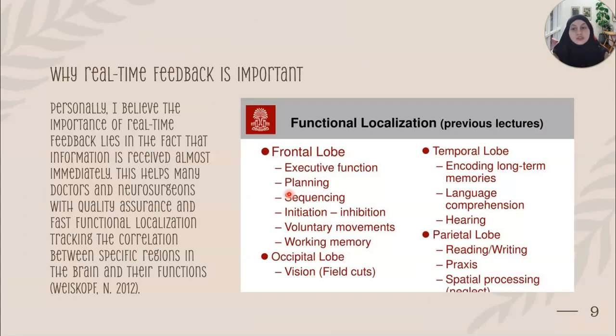Personally, I believe the importance of real-time feedback lies in the fact that information is received almost immediately. This helps many doctors and neurosurgeons with quality assurance and fast functional localization, tracking the correlation between specific regions in the brain and their functions. I didn't know what functional localization meant, so I searched it up myself, and it's the correlation between specific regions, such as the frontal lobe. These are the correlations along with the other points.